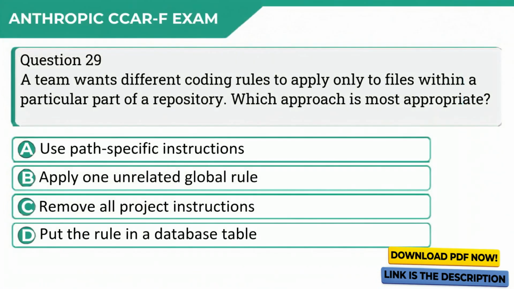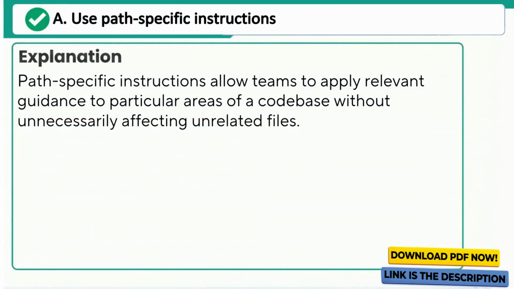Question 29. A team wants different coding rules to apply only to files within a particular part of a repository. Which approach is most appropriate? A. Use path-specific instructions. B. Apply one unrelated global rule. C. Remove all project instructions. D. Put the rule in a database table. Correct answer, A. Use path-specific instructions. Explanation. Path-specific instructions allow teams to apply relevant guidance to particular areas of a codebase without unnecessarily affecting unrelated files.